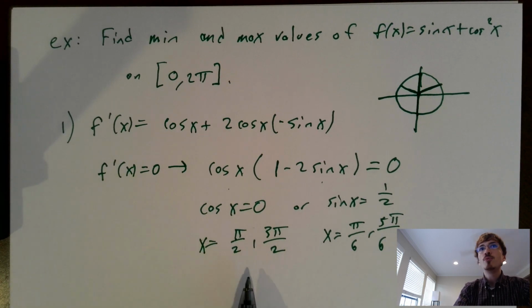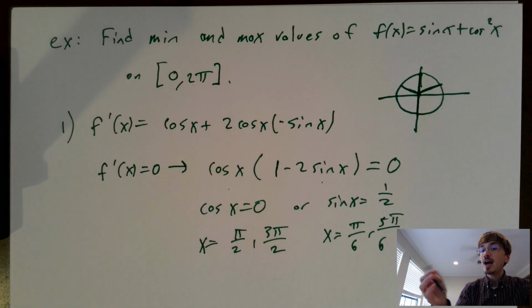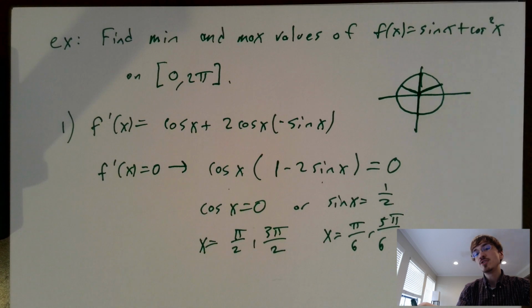So these are our critical points. I have 4 of them. I have 2 endpoints, 0 and 2 pi. What does step 2 tell us that we need to do? I know that my absolute minimum and absolute maximum value will occur at one of these 6 points. So let's see what the function values are at the 6 points.